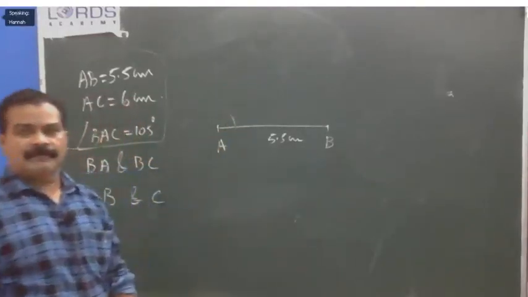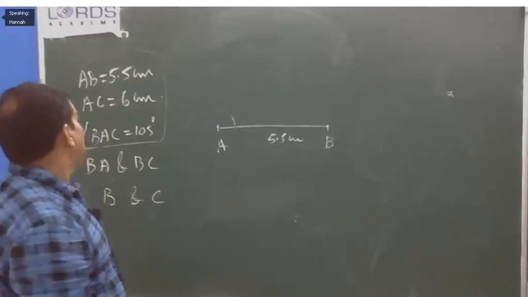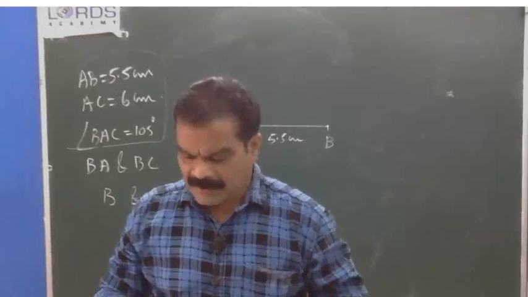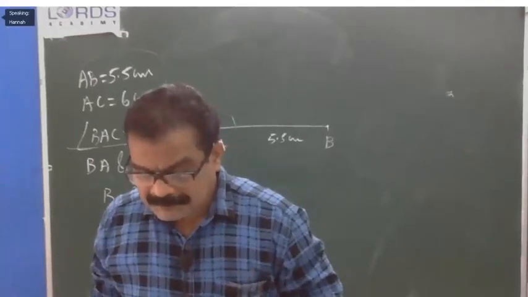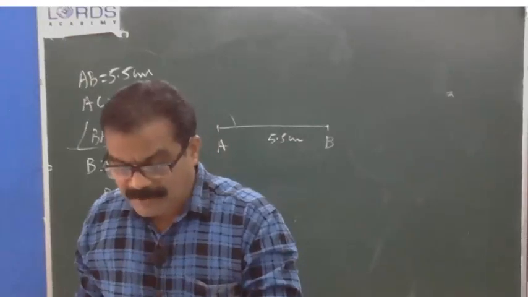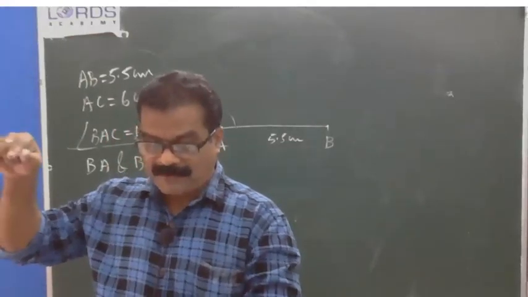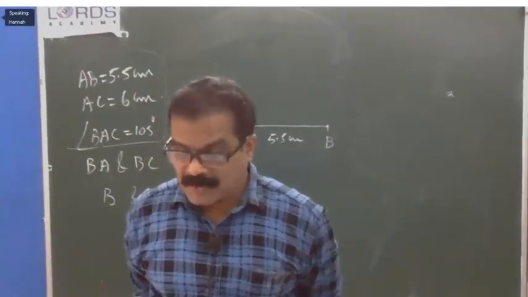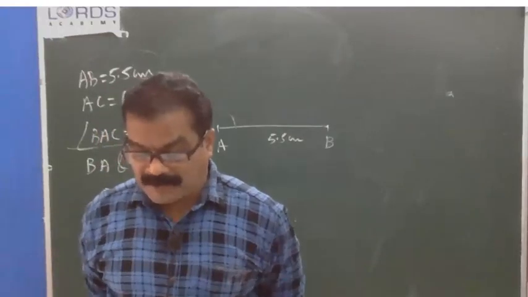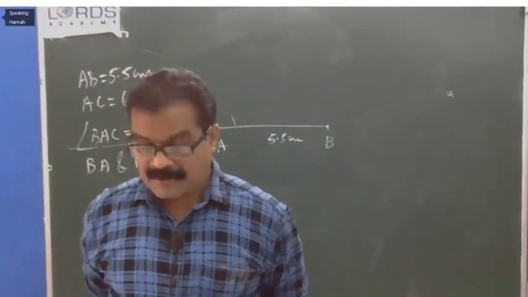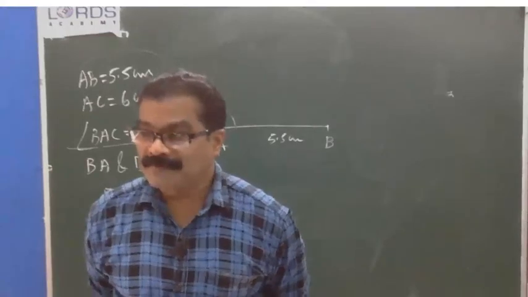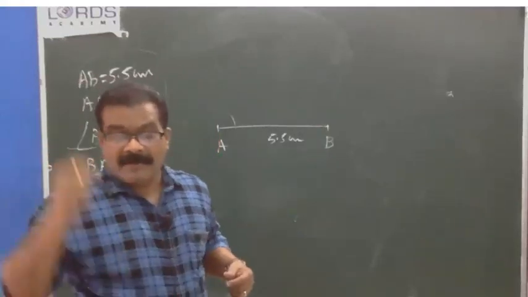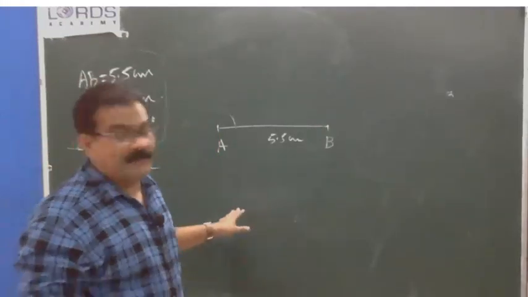AB 3.5. In this book it is 5.5, in your book 3.5. Question number 22. Construct a triangle ABC with AB 5.5 centimeter. Question number 22, is it correct? Yes. Then construct a triangle ABC with AB 5.5 centimeter, AC 6.